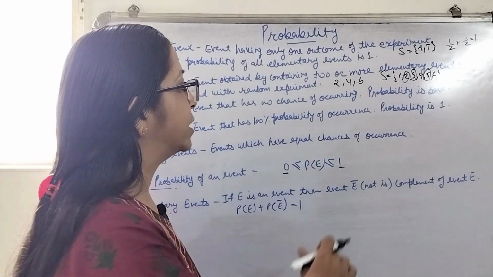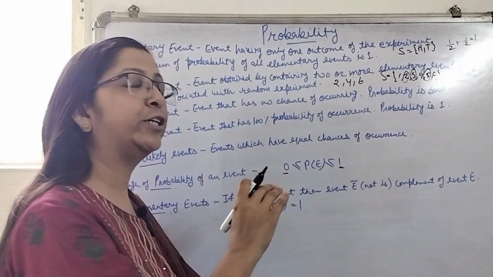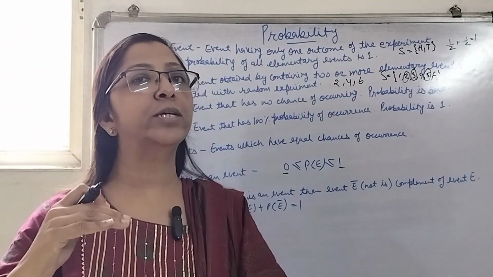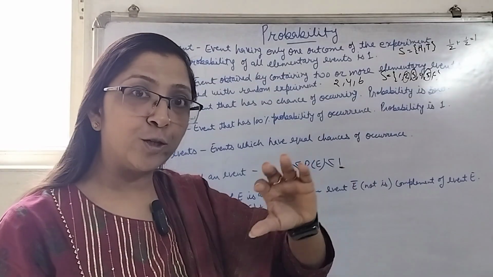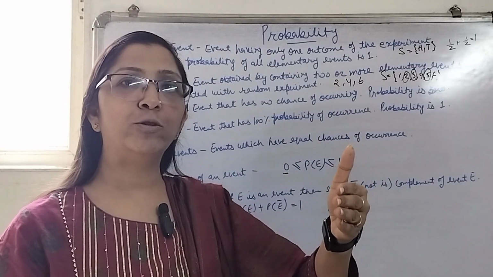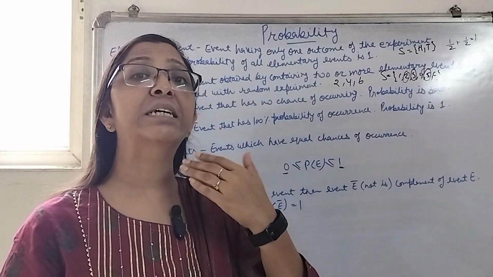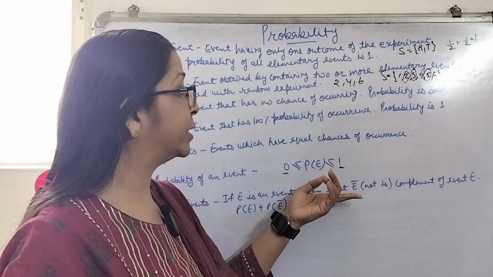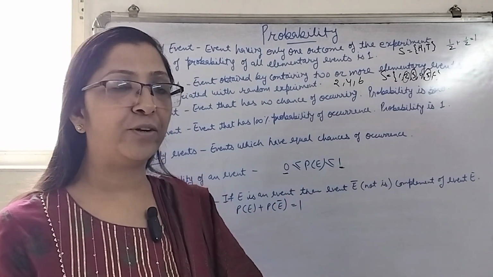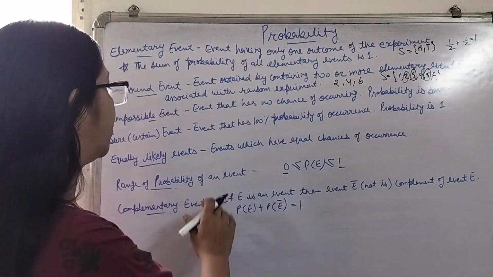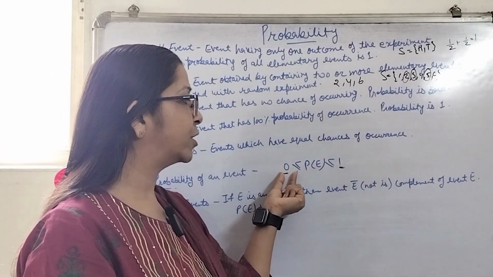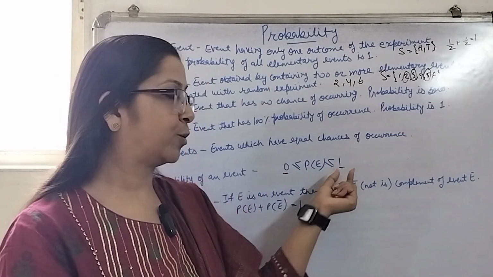Why is it so? Because the probability of any event is the total number of favorable outcomes divided by the total number of possible outcomes. Whatever the possible outcomes are, obviously they will be at least as many as the favorable outcomes. That means the denominator is greater than or equal to the numerator, and then the value won't exceed 1. That's the reason the range of probability varies between 0 and 1, including both 0 and 1.